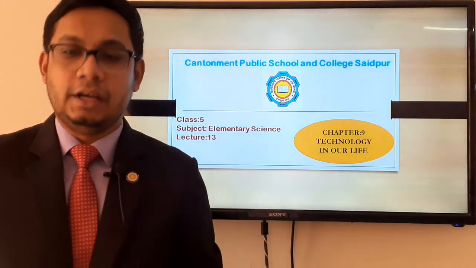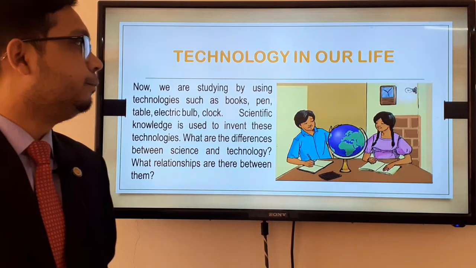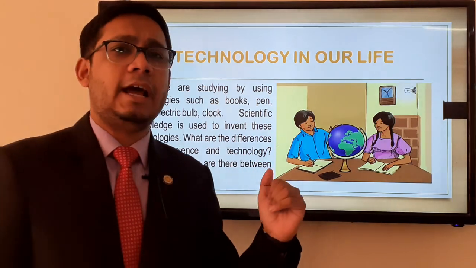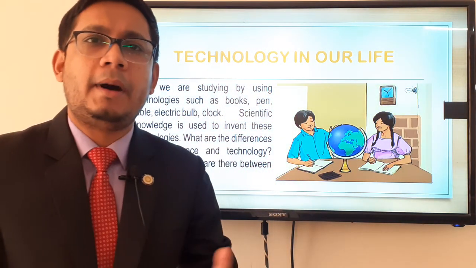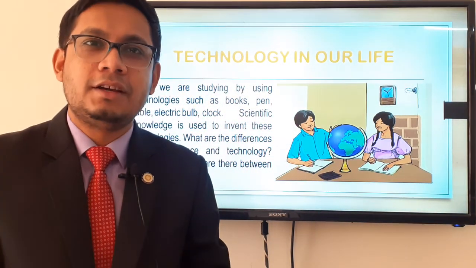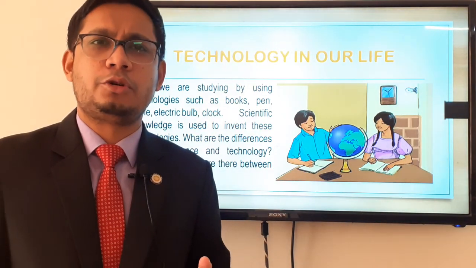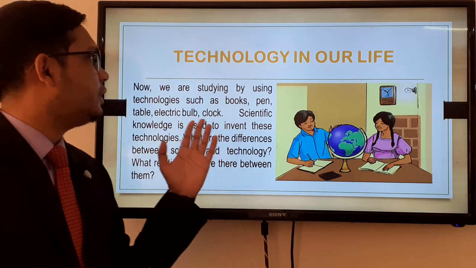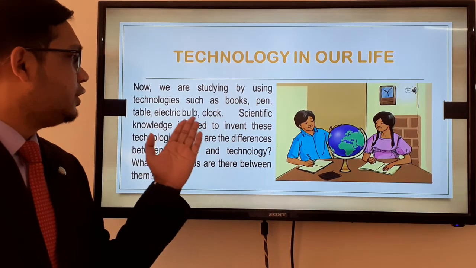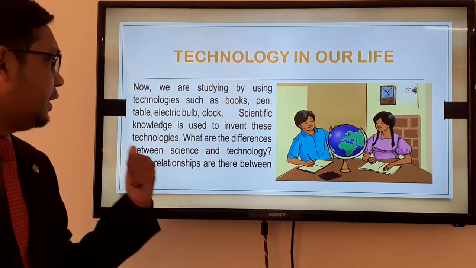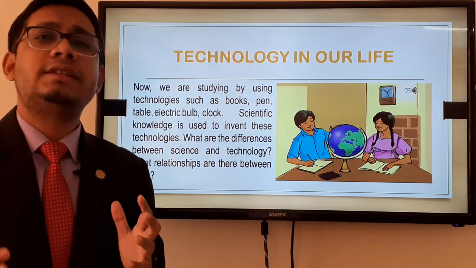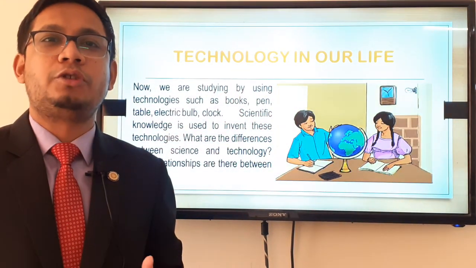So, technology in our life. Have a look: what do we use technology for? We read, we listen to music, we do everything related to technology. Have a look at what is written here. We are studying by using technology such as books, pen, table, electric bulb, clock. All these things are related to technology.